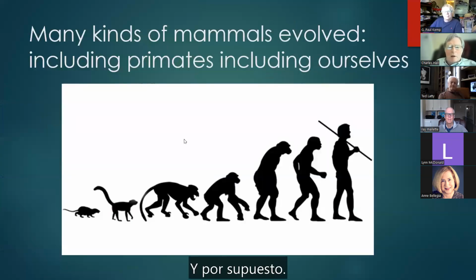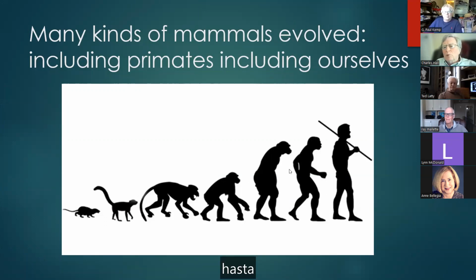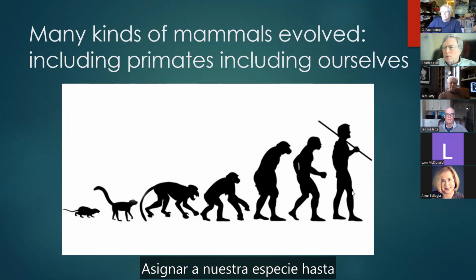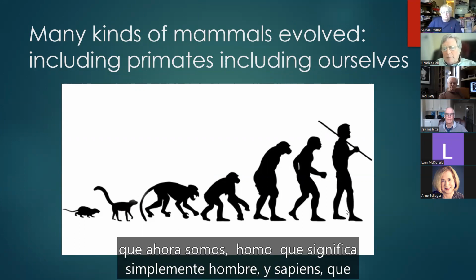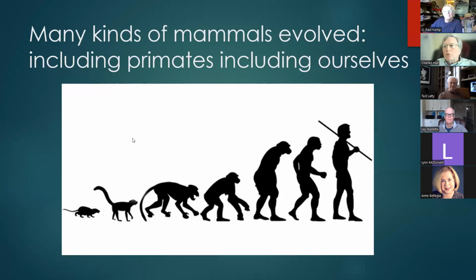And of course, these mammals went through organisms that are similar to lemurs and similar to apes, to our critters that we assign to our species, to Homo sapiens, the person that we are now. Homo meaning simply man, and sapiens meaning wise, which I'm not quite sure is the right word, but that's what's going on.